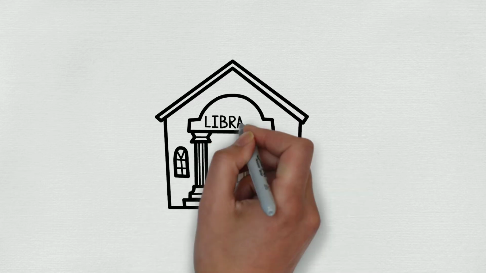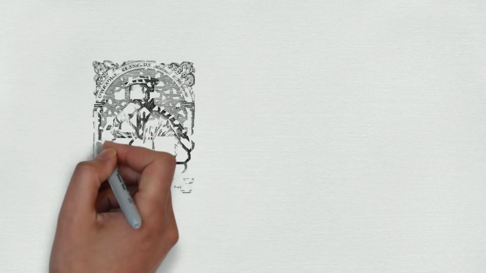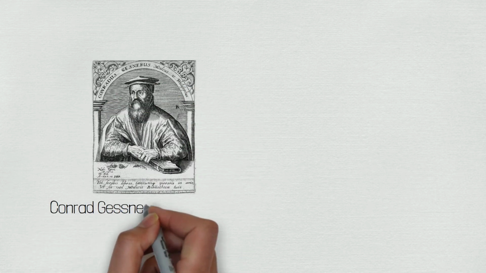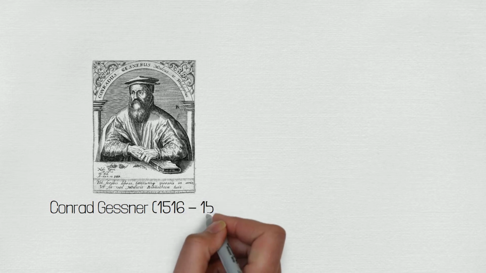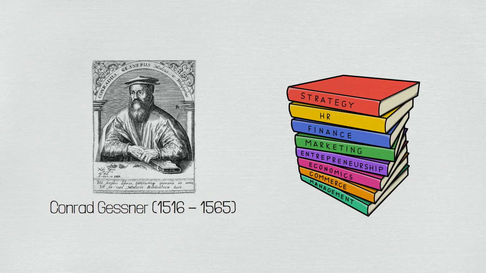Zettelkasten is a system used for knowledge management. How was this system invented? The Swiss physician Konrad Gessner was known for his knowledge management job in the 16th century. In under 4 years, he read and summarized over 12,000 books.